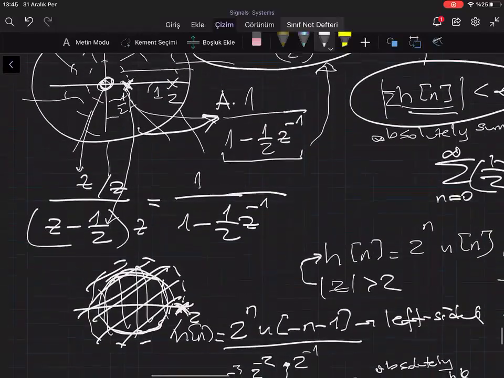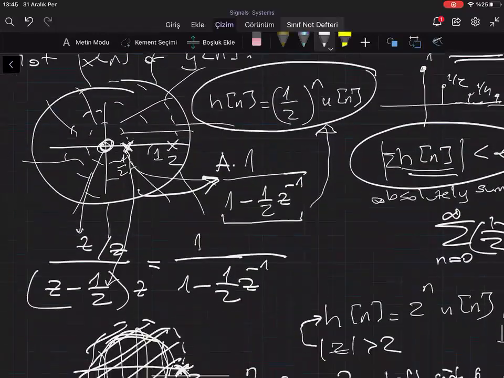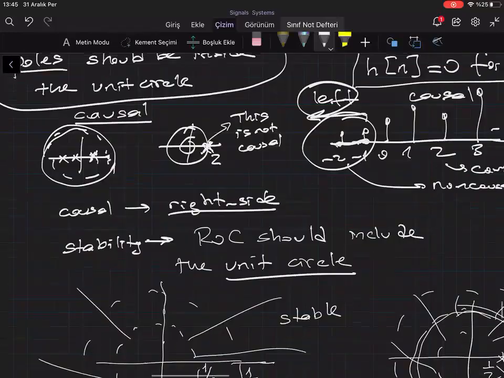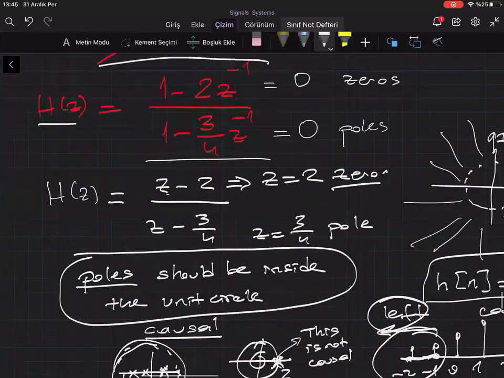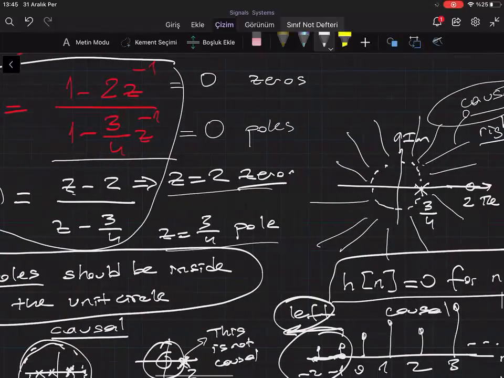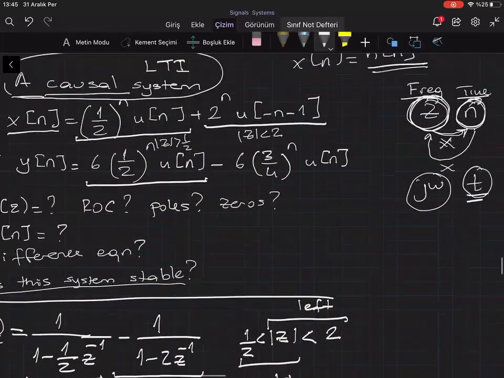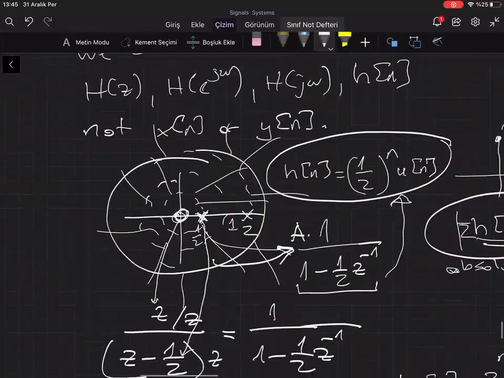I will mention this a couple of times, so let us come back to our discussion. Where was our h of n? So this was our h of z. Okay, what was our question? Pole, 0, and ROC. Now it is like that. I have done the first part. Any questions? Any parts that you are not comfortable with? Now, how can I go back to h of n? So this is also critical.